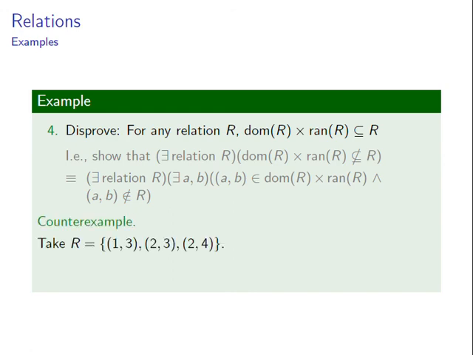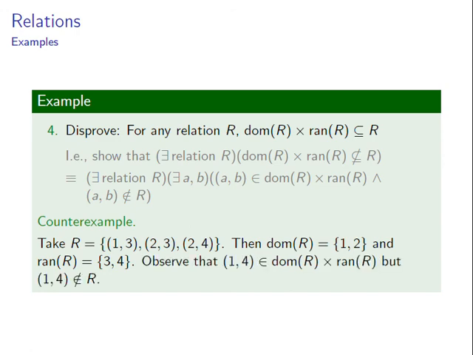Take R to be the relation with elements (1, 3), (2, 3), and (2, 4). Then the domain of R is the set with elements 1 and 2, and the range of R is the set with elements 3 and 4. Observe that the ordered pair (1, 4) is an element of domain of R cross range of R, but is not an element of R. Thus, R is the desired counterexample to the given statement.